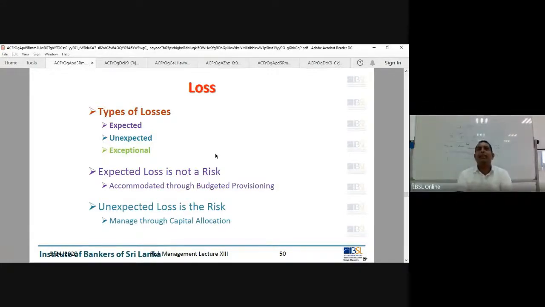Expected loss is the expected damage we will create in this year. That's why we allocate provision or impairment. We factor the impairment into our pricing. If we think that housing will have a big impact, similar to our projection on turnover and asset book growth, we project the provision requirement as well. So we know exactly what amount of profit we are going to allocate for bad loans, and we factor it into the pricing. So expected loss is not a risk again. It is factored through provisioning or impairment.